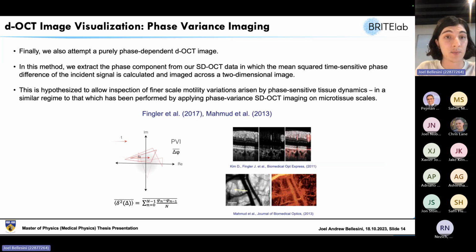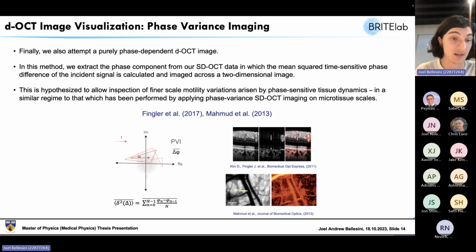And finally, we also attempt a purely phase-dependent dynamic OCT image, in which the phase component from our spectral domain OCT data was extracted, and the mean squared time-sensitive phase difference of the incident signal was calculated and imaged in a two-dimensional image. This is essentially a measure of how much the phase signal is changing over our acquired signal duration. And this has been hypothesized to increase our sensitivity to finer scale motility variations by phase-sensitive tissue dynamics, and has been performed in these two papers here.